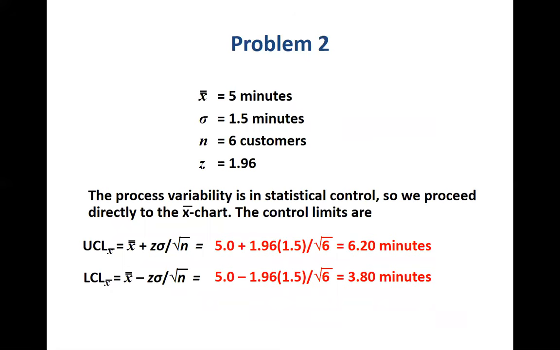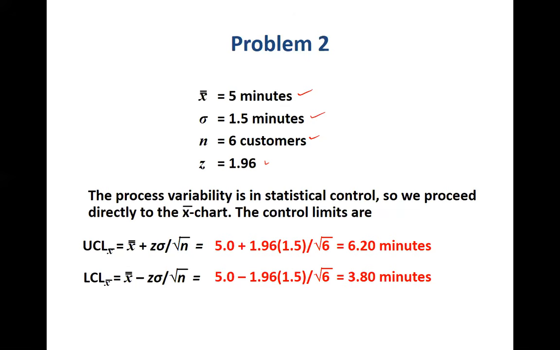Now, to answer the question, we take all the numbers that are provided to us. X double bar is 5 minutes average serving time. Sigma is 1.5 minutes. That's the standard deviation of it. The sample size is 6 customers given to us in the problem, and Z value is 1.96, also given to us in the problem. The process variability is something which is in statistical control. We are not worried about it at this point in time. We are already going into the XBar chart because the problem asks us to find upper control limit and lower control limit for the XBar chart.